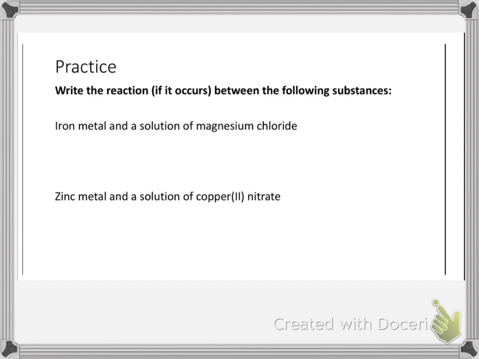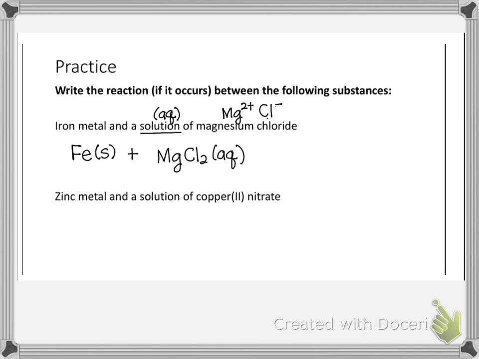All right, so here we have iron metal. Fe is the symbol for iron, and it's a metal, so it's a solid. And I'm adding it to a solution, which if you ever see solution, it just means AQ, and it's magnesium chloride. Okay, so this is an ionic compound. So to get magnesium chloride, we have to know the charges. These are both representative elements, so we can use the periodic table. So it's going to take 1 magnesium and 2 chlorides, and it's a solution.